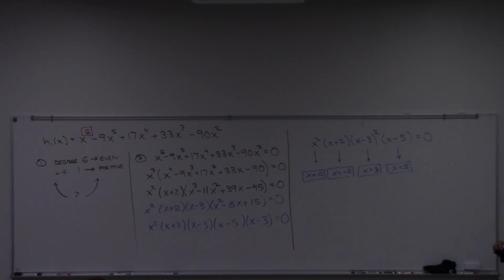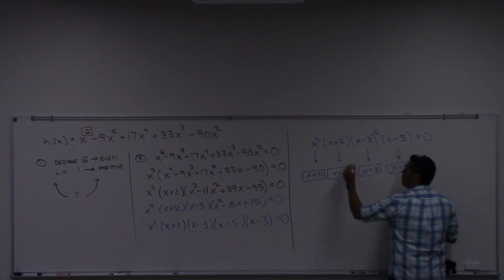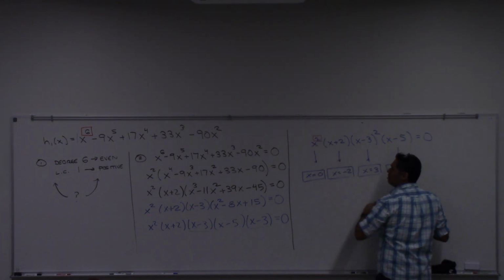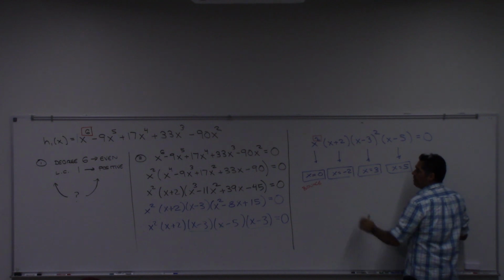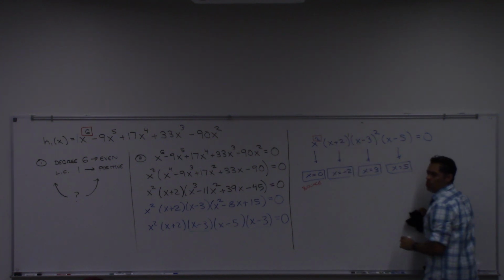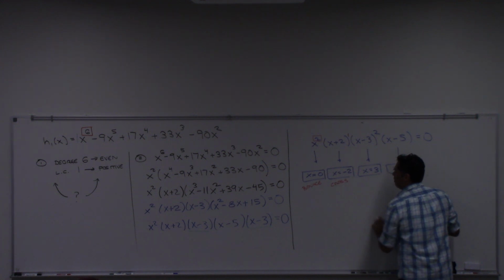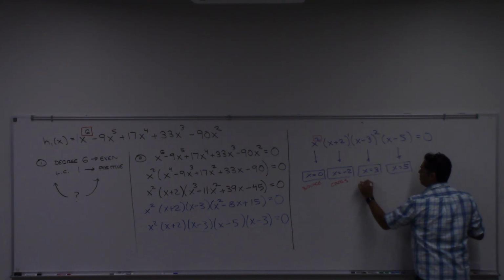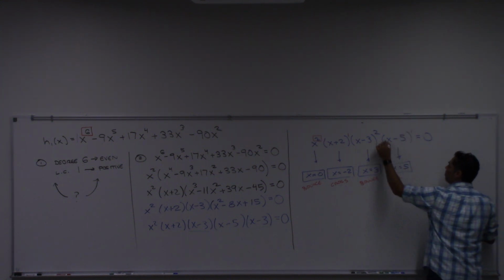One last thing before the graph, we need the multiplicities. So I look at the power on the factor. The power on this factor is 2. 2 is even. Even means I bounce. Here, power is 1. 1 is odd. Odd means I cross. Power is 2. That means at this x-intercept, I bounce. And then here, the power is 1, and so I cross, right?